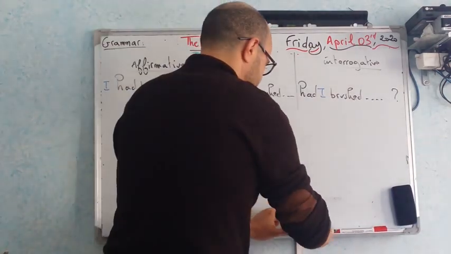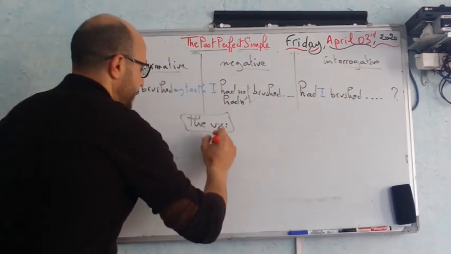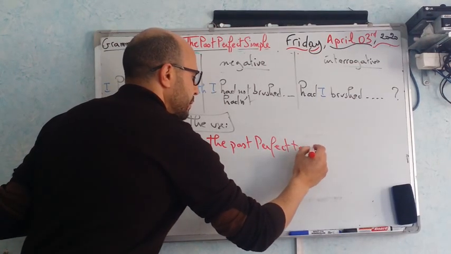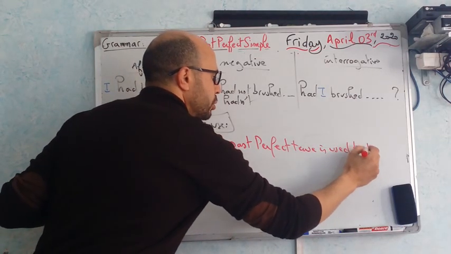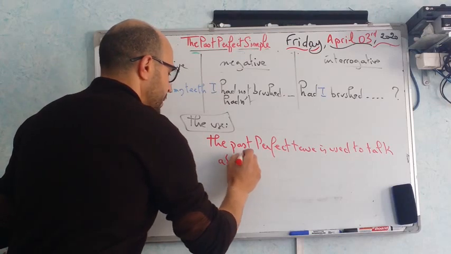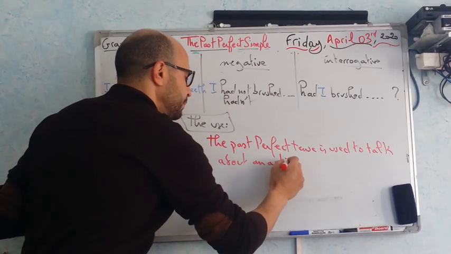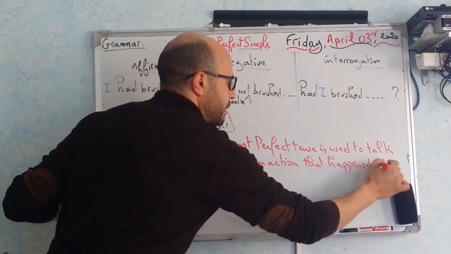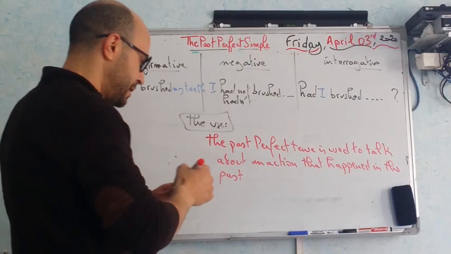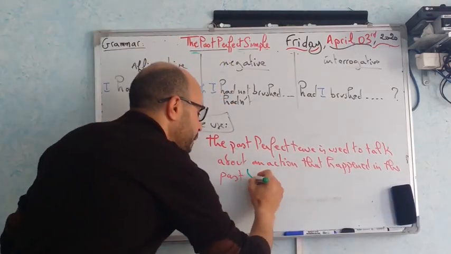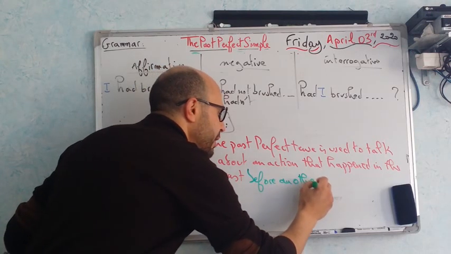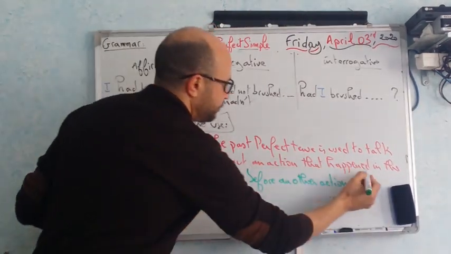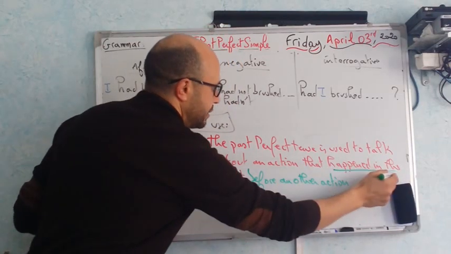So we can say that the past perfect tense is used to talk about an action that happened in the past. Very important element. Before another action. So this is very important. Happened in the past.